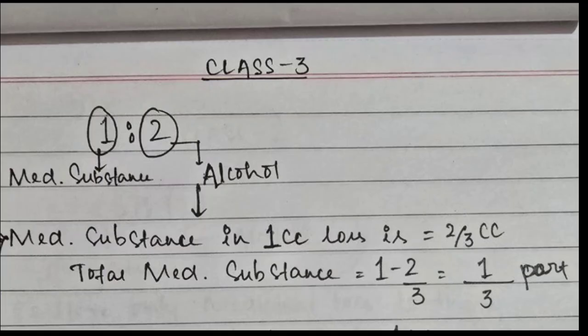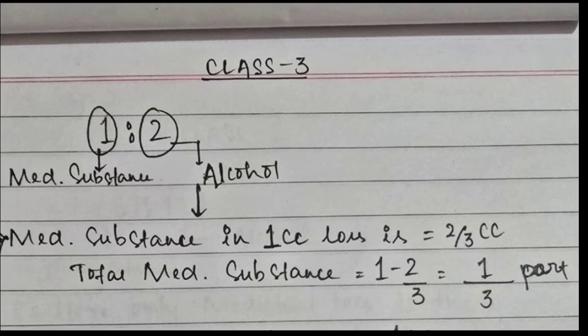So now we will see how to calculate the drug power for class 3. So what we read, the ratio is 1:2. One part is your medicinal substance and 2 parts is your vehicle, that we are using, strong alcohol. Okay, so here what I read in class 2 is there is only medicinal loss but no vehicle loss. For class 3 we have both medicinal loss and vehicle loss. So medicinal substance loss in one part is 2/3. Okay, so in one part how much loss happens, 2/3 parts loss happens.